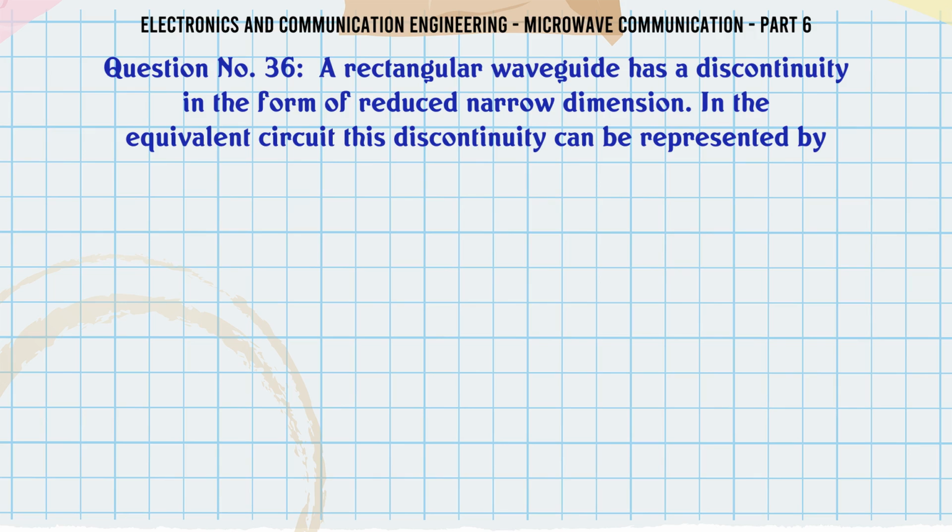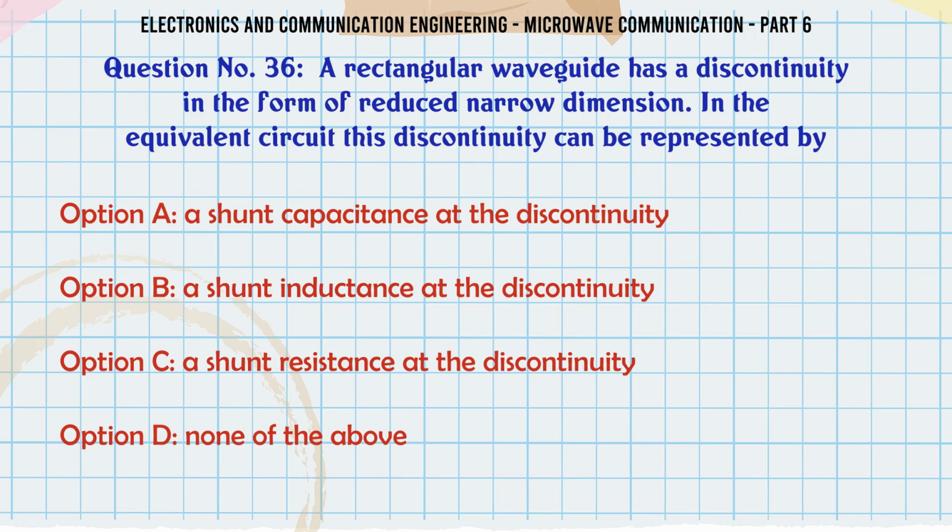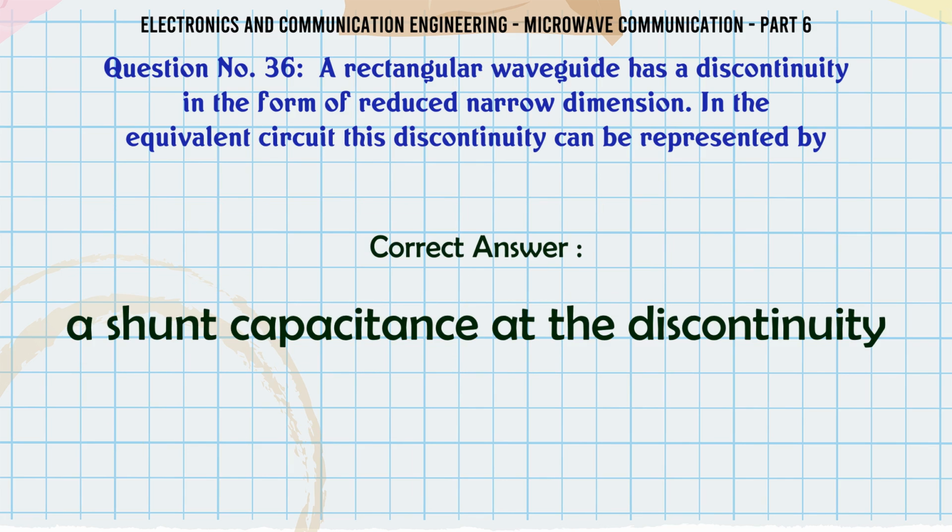A rectangular waveguide has a discontinuity in the form of reduced narrow dimension. In the equivalent circuit, this discontinuity can be represented by A: shunt capacitance at the discontinuity, B: shunt inductance at the discontinuity, C: shunt resistance at the discontinuity, D: none of the above. The correct answer is shunt capacitance at the discontinuity.